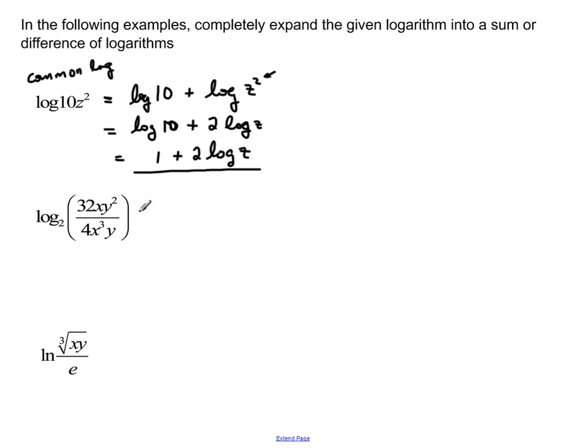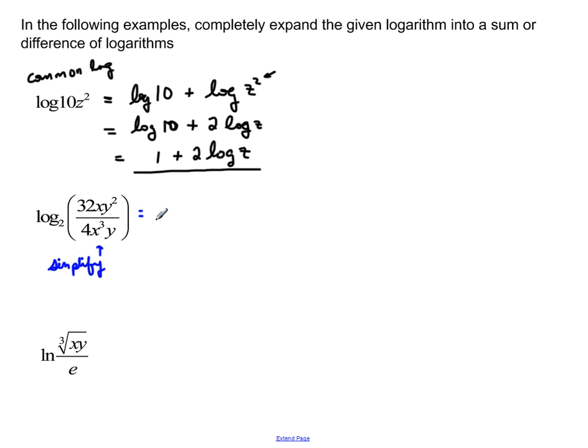Well, how about this animal down here? What do I do with all of this? I've got the logarithm base 2 of 32xy squared over 4x cubed y. And what I should really do, as in most expressions in algebra, I should work from the inside out. So before I even start doing anything, we should really try to simplify this expression inside of parentheses.